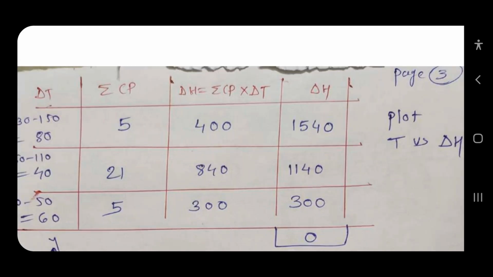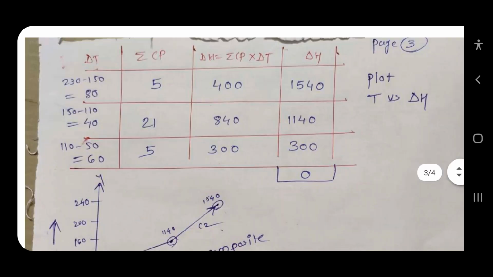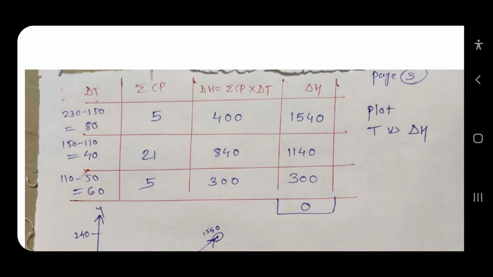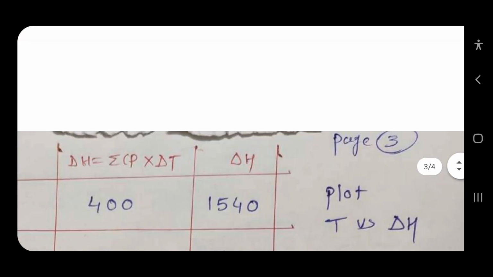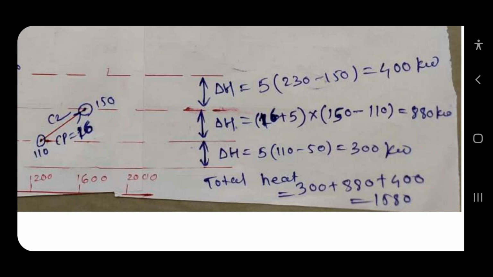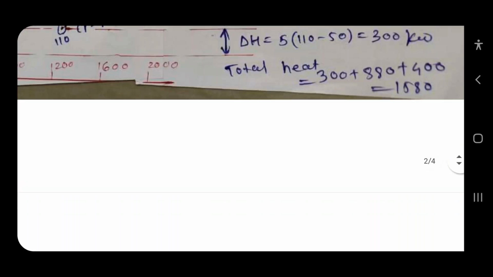Please check the calculation, because I did not check the calculation accordingly. Okay, so 230 minus 150, again 80 is there, so 80 multiplied by 5, it's 400, and total delta H should be 1540. Have a look. 80 is there, so check here for 40. I don't know, 16 plus 5 multiplied by 150 minus 110, it becomes 840 or 880, I don't know.